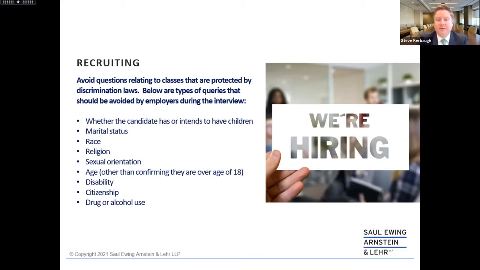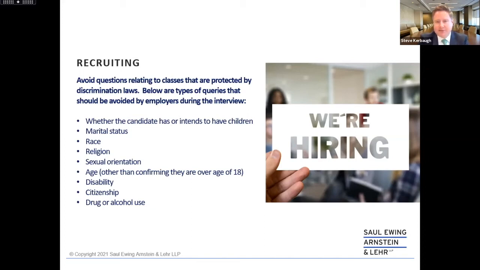We want to avoid questions relating to classes that are protected by discrimination laws. And there's lots of different questions that should be avoided. Questions relating to whether the candidate has or intends to have children, marital status, race, religion, sexual orientation, age, disability, citizenship, or drug or alcohol use. Sometimes even seemingly benign and broad questions can be viewed by candidates or others as problematic because they may elicit the type of information that otherwise you shouldn't be asking about. For example, what do you do in your free time? May be viewed as eliciting information relating to whether the candidate has children or their marital status. So something to keep in mind. You want to stray away from questions that seek to elicit that kind of information.